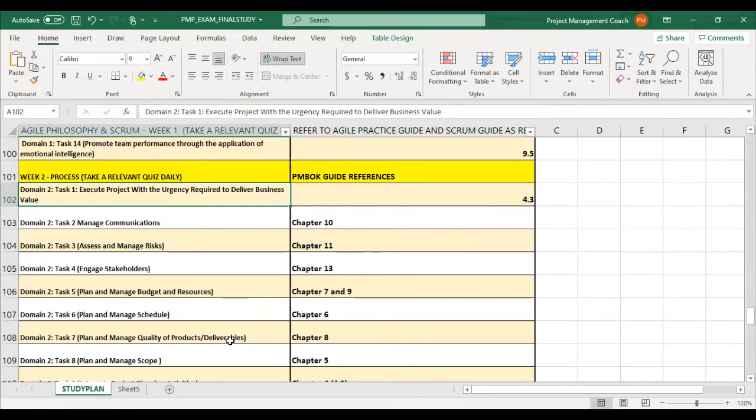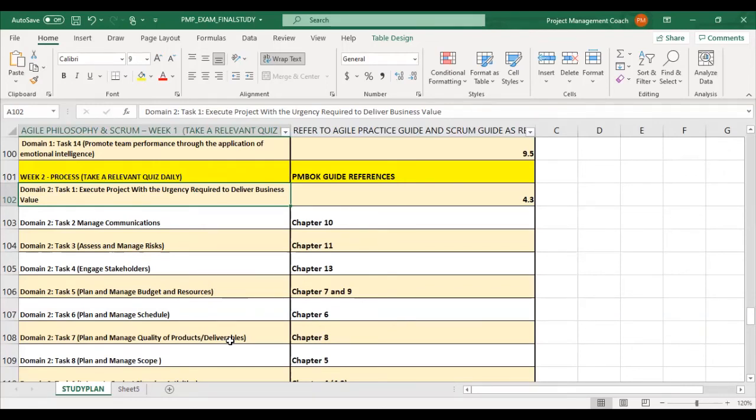The word urgency is there because your customer needs value ASAP. For business reasons, for reasons best known to the business, they may need to implement something super quick. So the concept of executing the project with the urgency required to deliver business value, it can be rooted back to Agile. Also manage communications, rooted back to Agile. Who's managing the communications? The different roles, but primarily it's a team that communicates through osmotic communication, information radiators. So I want you to take a look at every one of these and tie it back to an Agile perspective.